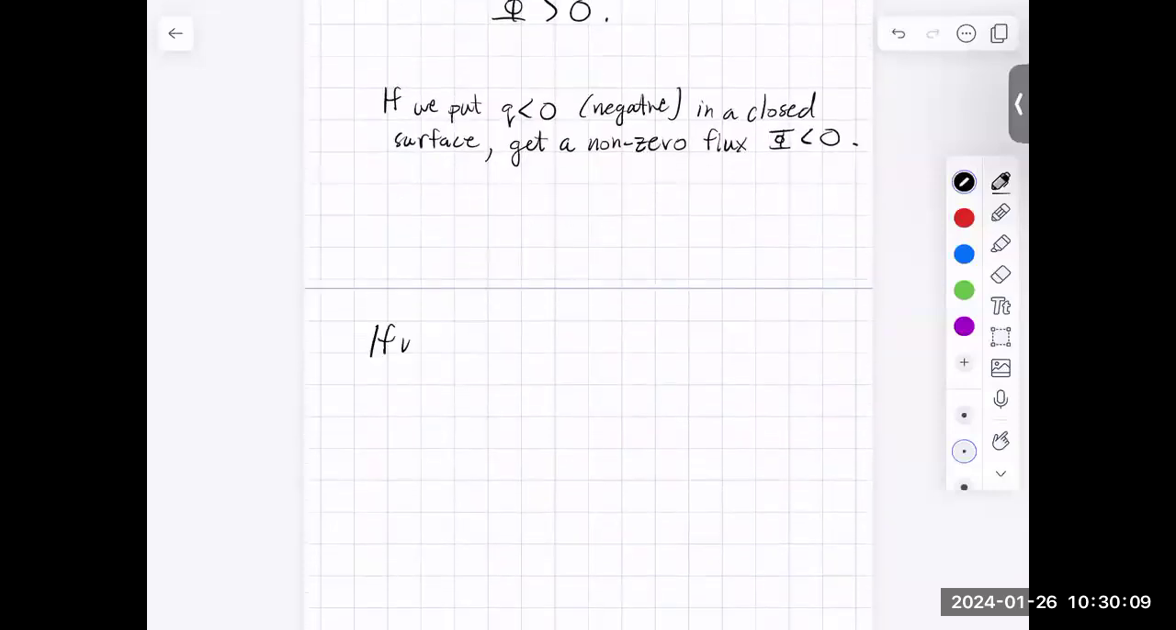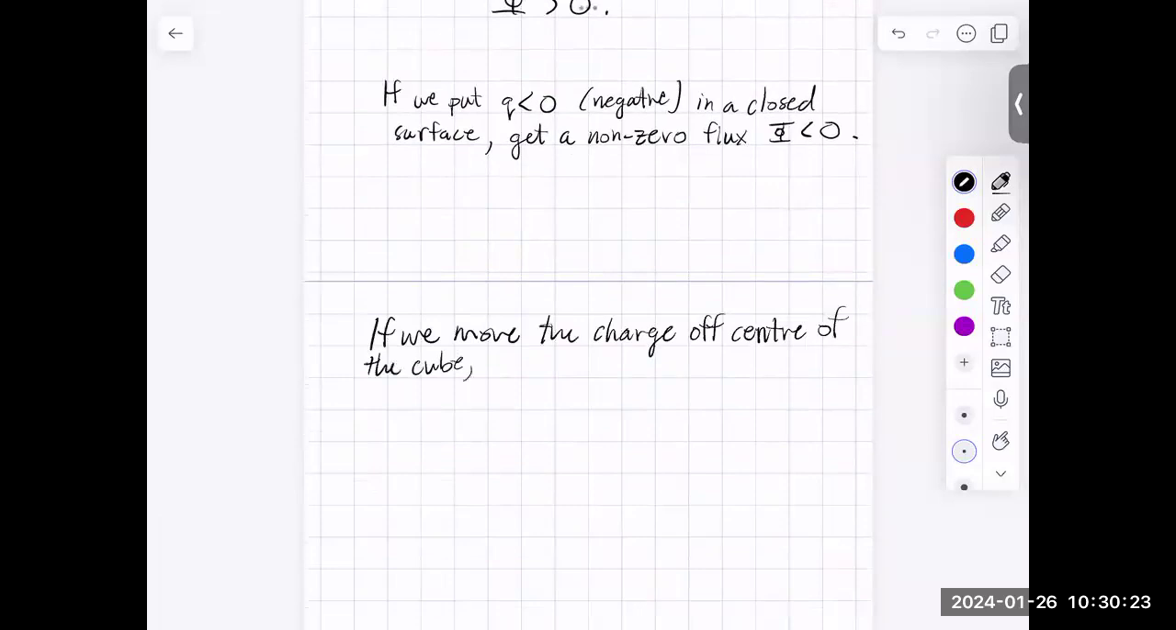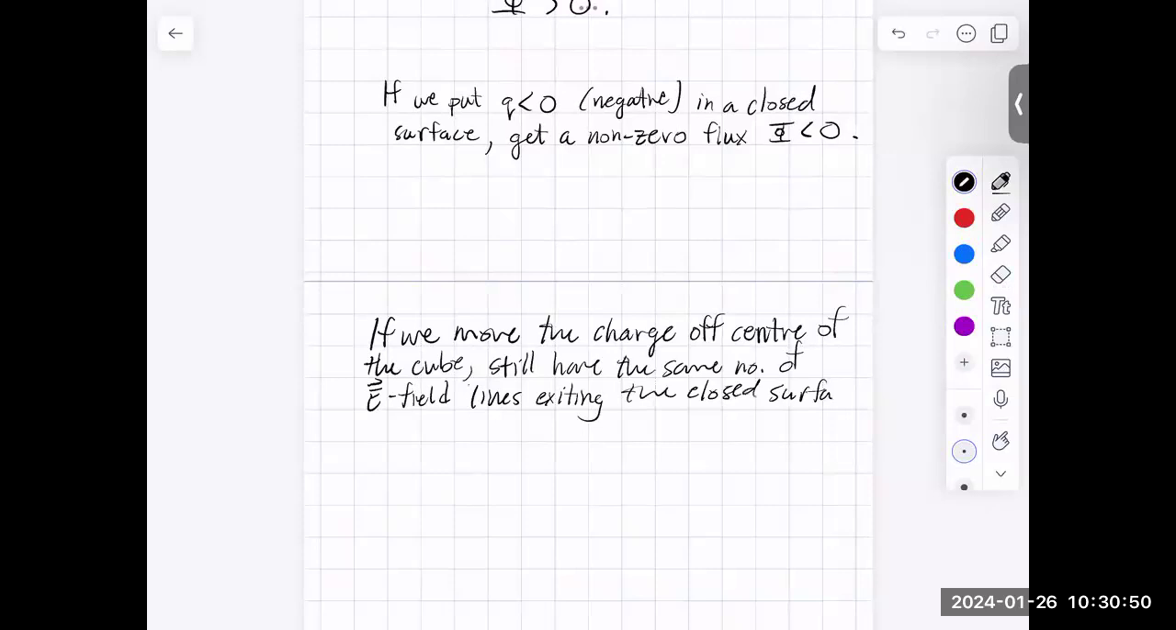So if we move the charge off center of the cube, we still have the same number of electric field lines exiting the closed surface, and therefore flux doesn't change.